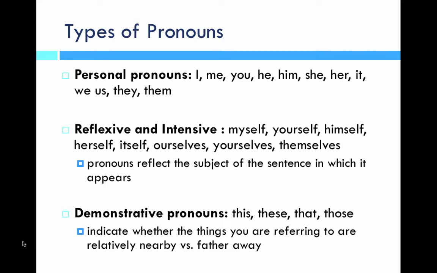Next, we have demonstrative pronouns. These indicate whether things are close to you or far away. So if you say, "this is hot" or "these are cold," you're referring to things that are close to you. But if you say, "that is hot" or "those are cold," those are things that are a little bit further away.